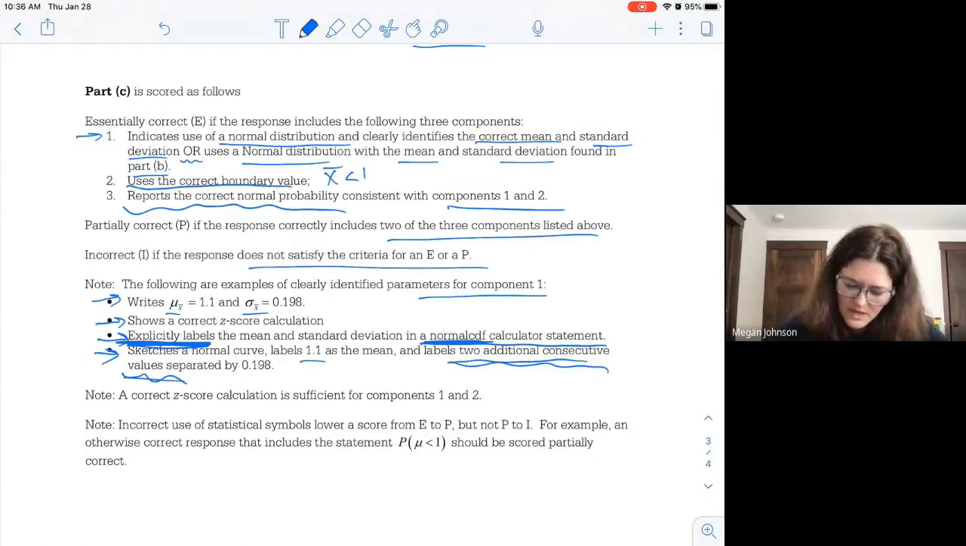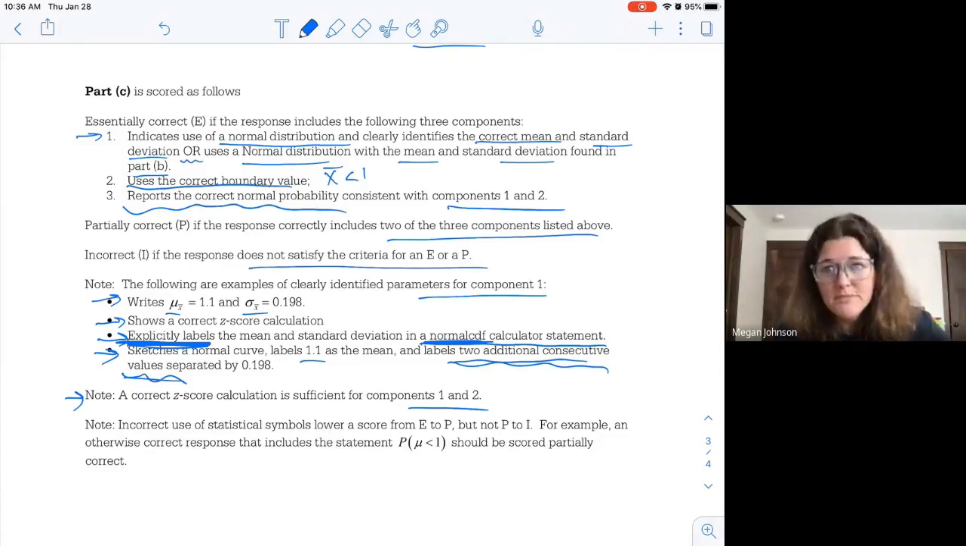Okay. Here's another note. A correct z-score calculation is sufficient for components 1 and 2. That's why some people like doing the z-score. These are like the lazy mathematicians. The lazy mathematicians like doing the z-score because they don't have to draw a curve. They don't have to write anything.